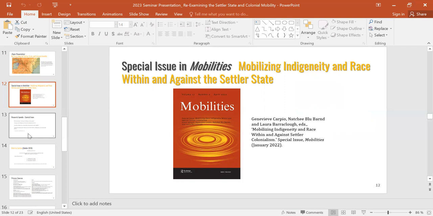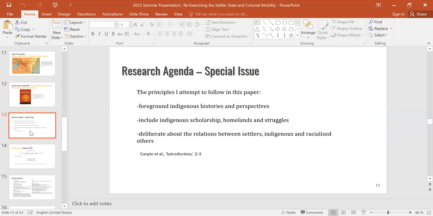Former European settler colonies on the African continent, however, remain curiously absent. Nonetheless, Carpio and co-editors sharpen the research agenda of the new mobility studies by instituting principles for the engagement with colonial mobilities, which are compatible with research on African regions. This study follows their principle by attempting to foreground indigenous histories and perspectives, including indigenous homelands and struggles, and deliberating about the relations between settlers, indigenous, and racialized others.